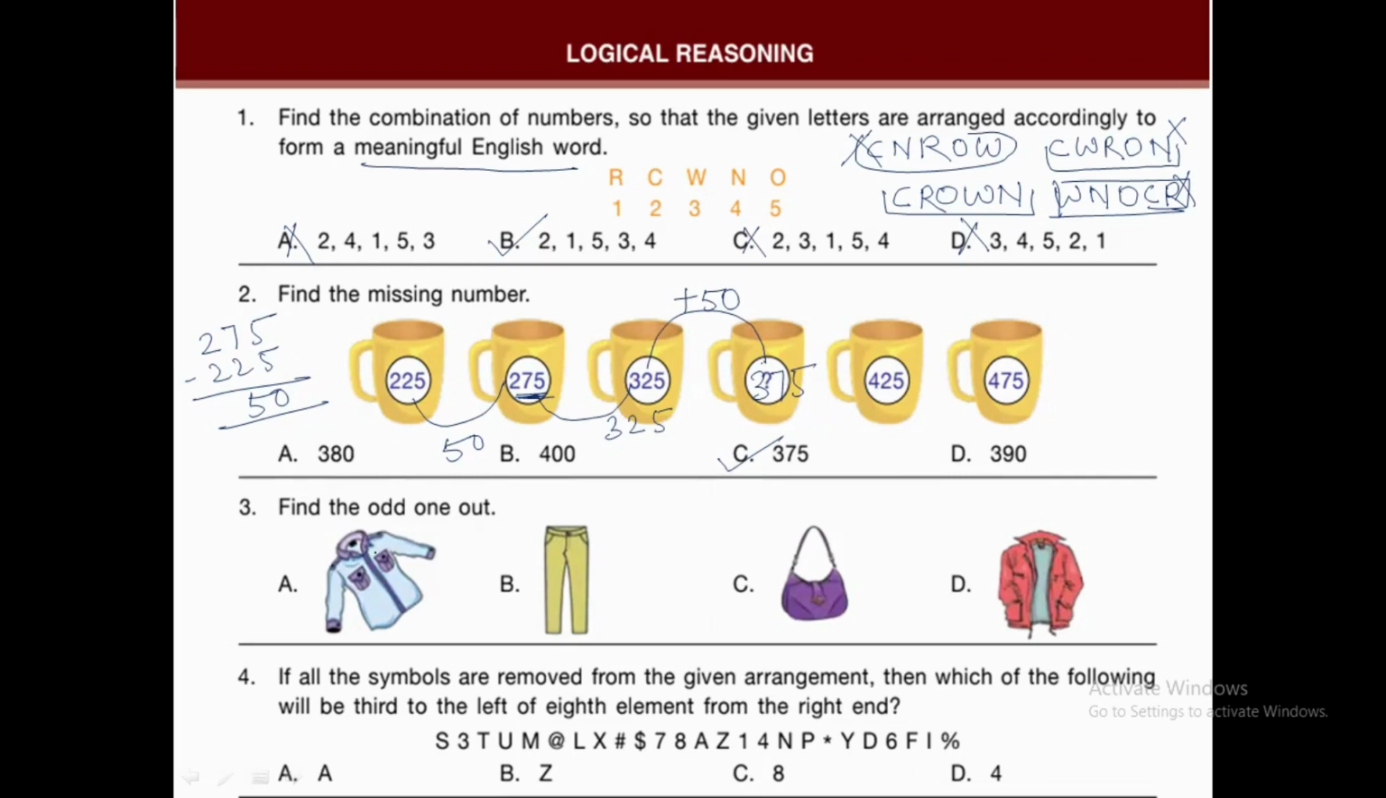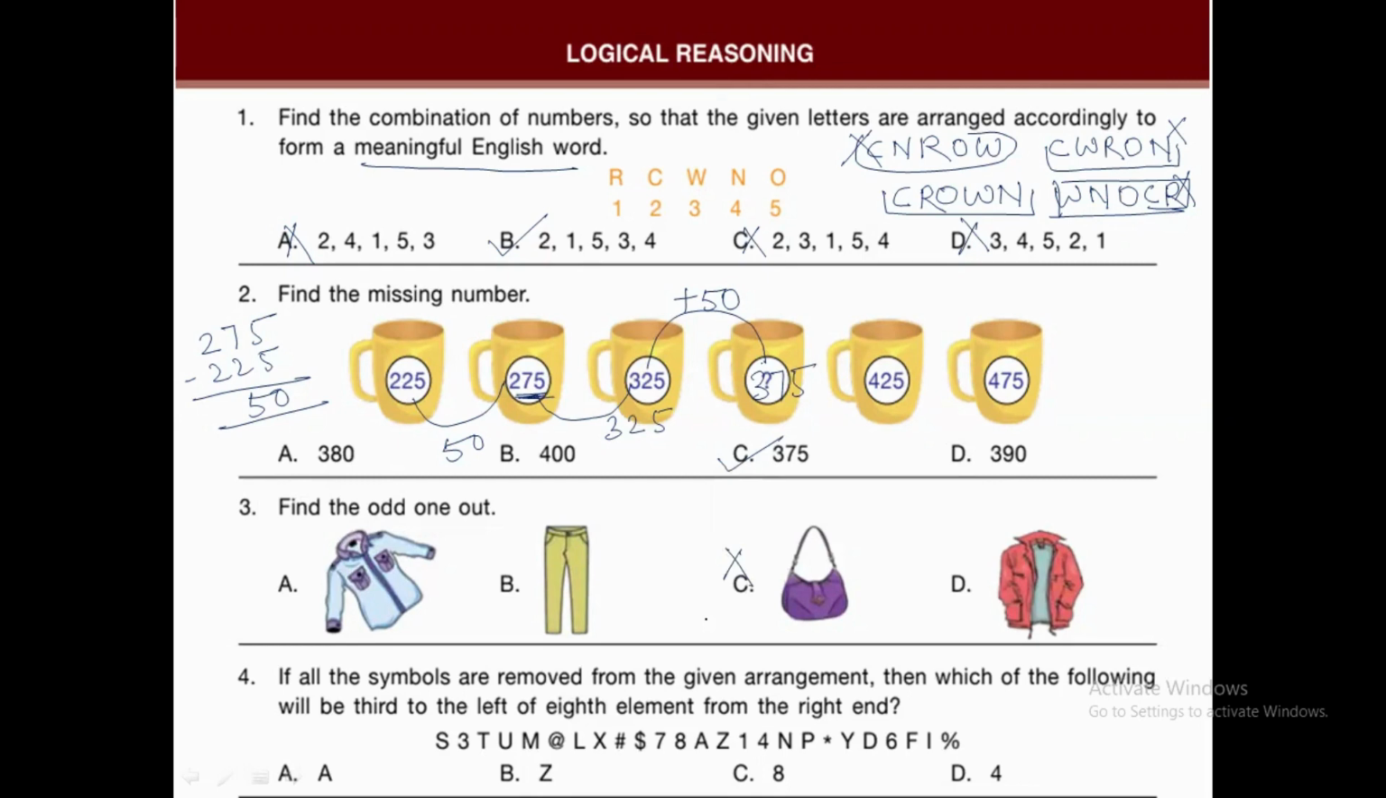Now let's move to question number 3, where you need to find the odd one out. Option A is shirt, option B is pant, option C is purse, and option D is jacket. The shirt is a cloth that we wear, the pant is also a cloth that we wear, and option D, jacket, we also wear. But this handbag we carry, we do not wear it. That's why option C is the odd one out.